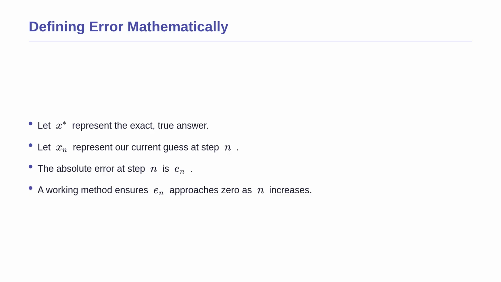Suppose the exact true answer to a math problem is a number we will call x star. In any numerical method, we generate a sequence of guesses. We call our current guess x sub n, where n represents the current step number. The absolute difference between our current guess and the true answer is the error at step n, written as e sub n. If our numerical method works correctly, this error gets smaller and approaches 0 as n gets larger.